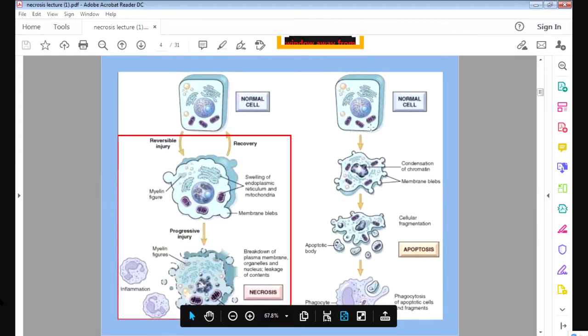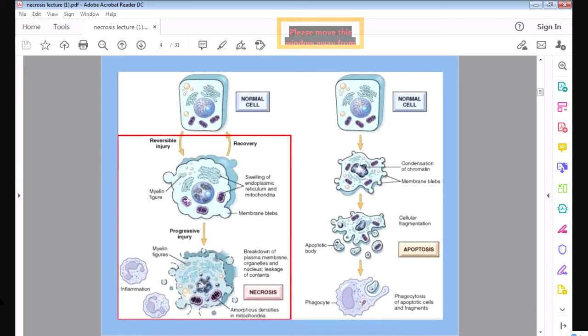In apoptosis, the cell kills itself. So what will happen? In necrosis the cell is increasing in size, swelling, but in apoptosis the cell will become small in size. You can see the cell is becoming small, it is shrinkage in size, and also the organelles will become small. You can see the endoplasmic reticulum and the nucleus, all are becoming small in size. Finally, what will happen?